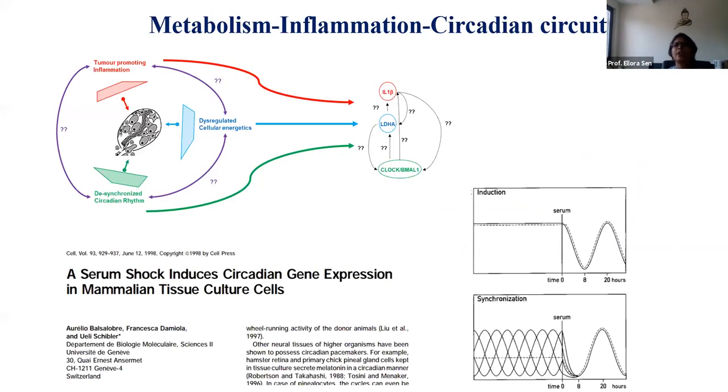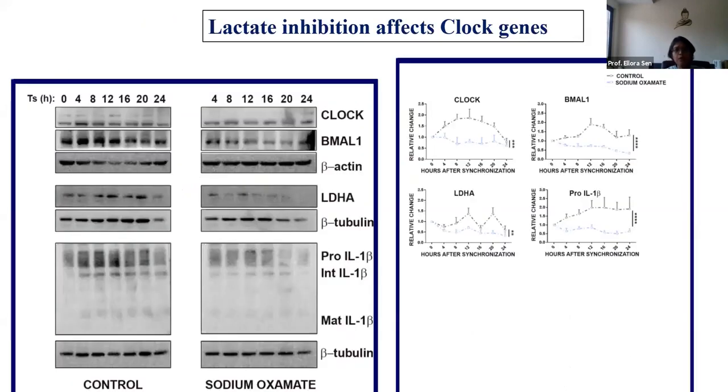Now, to address this, we chose a very simple tissue culture model where serum shock induces circadian gene expression. So it is a very simple system. We took the cells and exposed them to serum deprivation, and that is a model of synchronizing the circadian rhythm. So now with that, we treated the glioma cells with sodium oxamate, because glioma cells already have elevated levels of lactate because of the Warburg effect. Now we wanted to see what happens when you inhibit the lactate, and sodium oxamate is a lactate inhibitor.